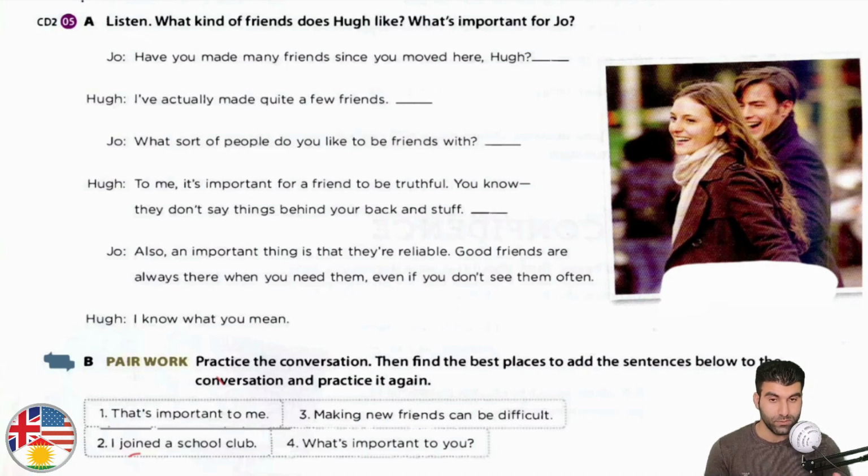What is important to you? What is important to you? And what is important to you and what is important to you?